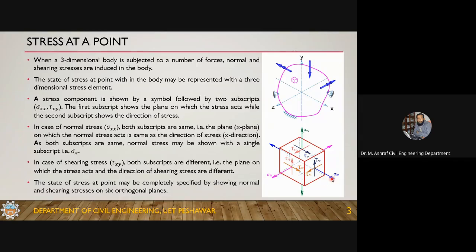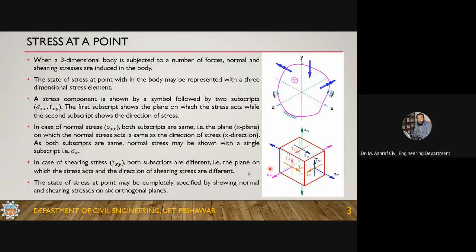So for brevity, to have a short writing, this normal stress is usually represented with a single subscript. There is no need for two because both are the same. If you just write x, it means that both are x. So this is a normal stress in the x direction, and obviously it is on the x plane. So this is sigma x, sigma y, and sigma z. Usually it is written like this. And the shear must have two subscripts because they are different stresses.